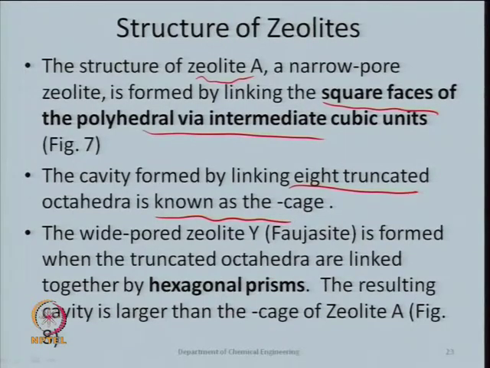So, faujasite is a large pore zeolite, Linde A, that is type A zeolite, is a narrower pore size zeolite, and ZSM-5 is a kind of mesopore zeolite, right. So, the wide pore zeolite Y, which is faujasite, is formed when the truncated octahedra are linked together by a hexagonal prism, right. So, small pore by square, and these are linked together by a hexagonal prism, and this resulting cavity is larger than the cage of zeolite A.